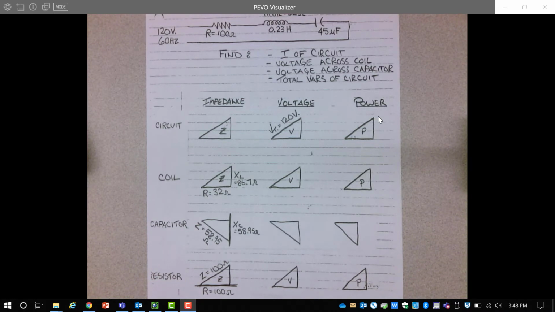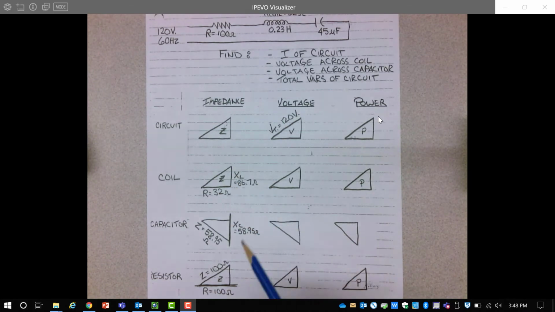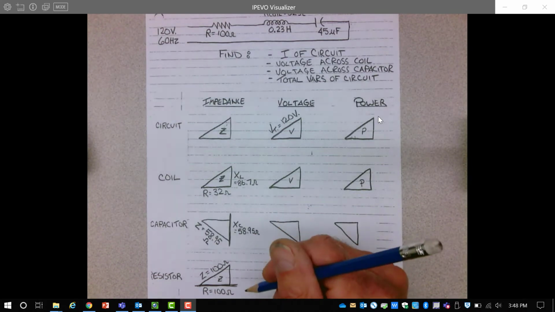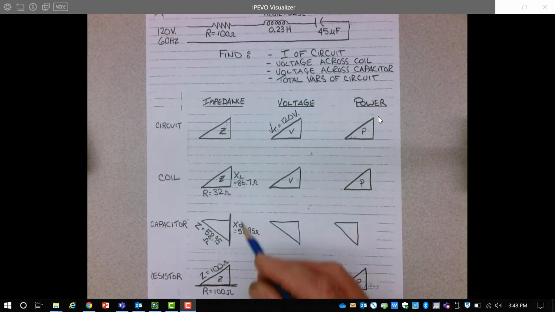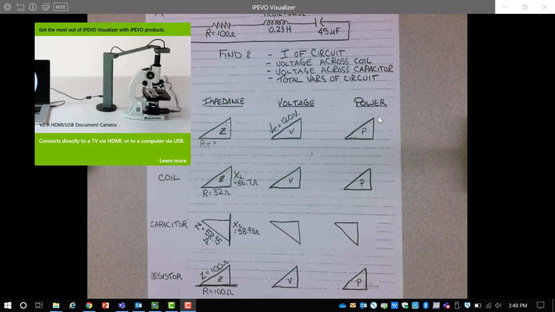So to begin to find the values that we're looking for in this circuit, we have to start with the impedance of the circuit. So let us work on the total impedance triangle. To begin with, we can add all the resistances up that we have, the resistance of the resistor and the resistance of the coil, to get an R total for the circuit, and that R total is 132 ohms.